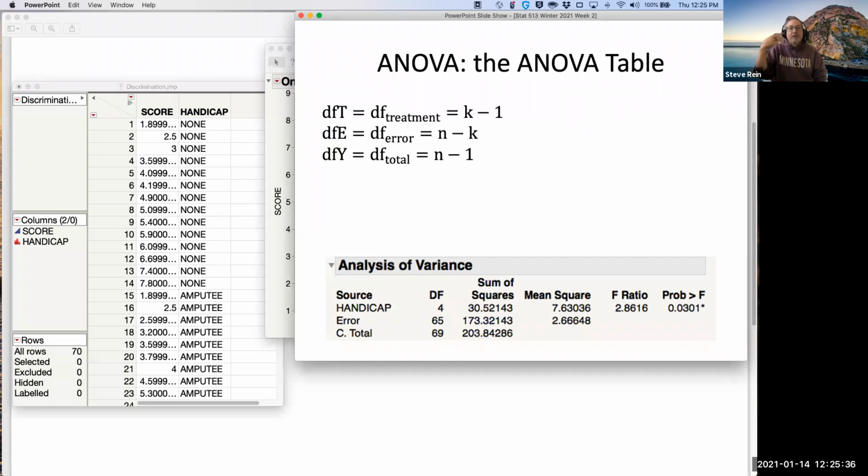Okay, degrees of freedom, bits of information. In total, we say 69 degrees of freedom. It's the number of data points minus 1. Now, why the minus 1? I don't want to go into that for now. I'll just say minus 1. Okay. How many degrees of freedom across the 5 different handicap groups? Well, there's 5 groups minus 1. That's 4 different, if you will, degrees of freedom. Number of groups minus 1 is the number of, if you will, parameters I need to estimate.